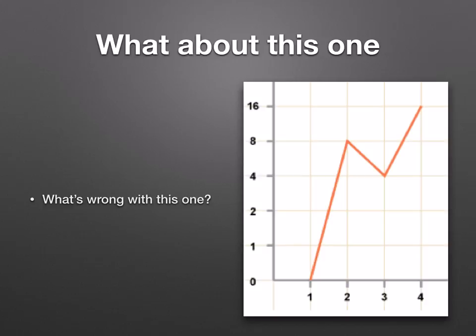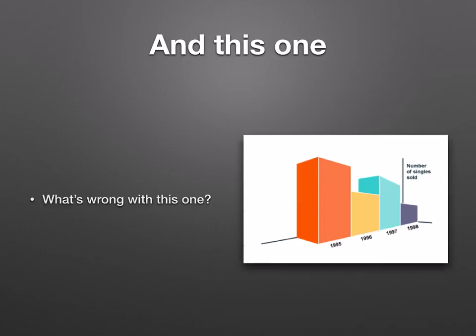So what about this one? Again, this one has no title, but this one also doesn't have the axis labeled. You must have the axis labeled and titles on there. That helps us understand what data you're giving us.